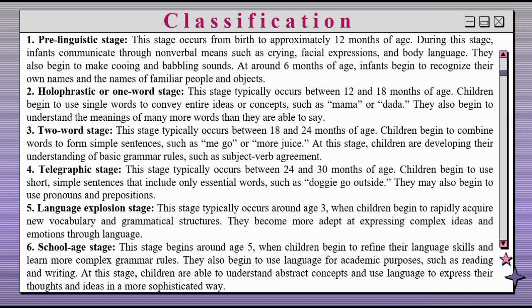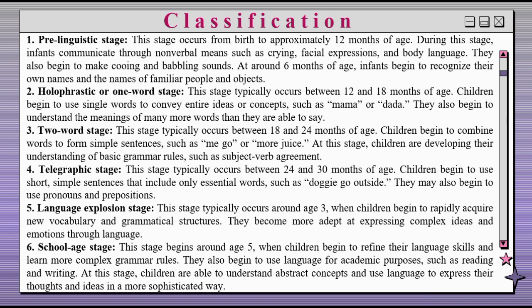Third, the two-word stage. This stage typically occurs between 18 and 24 months of age. Children begin to combine words to form simple sentences, such as we go or more juice. At this stage, children are developing their understanding of basic grammar rules, such as subject-verb agreement.